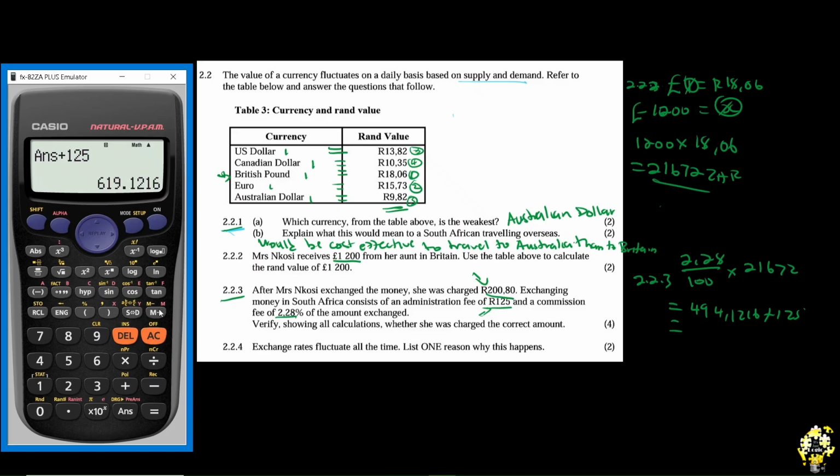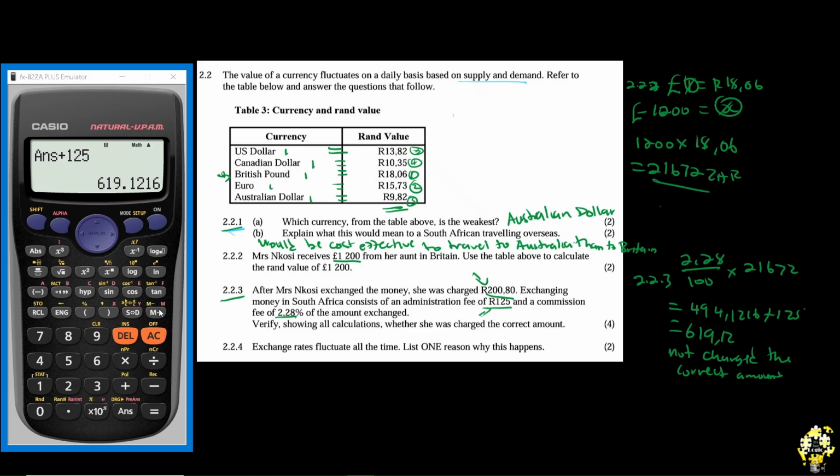So what do we get? We actually get that she was supposed to be charged 619, rounded off to 2 decimal places, point 12. So she was not charged the correct amount.